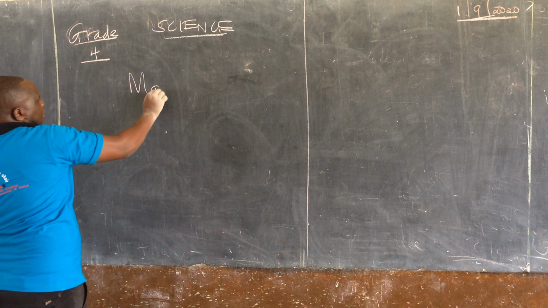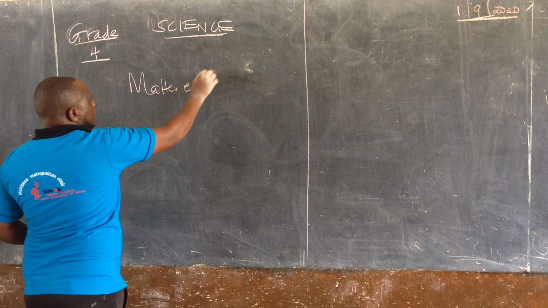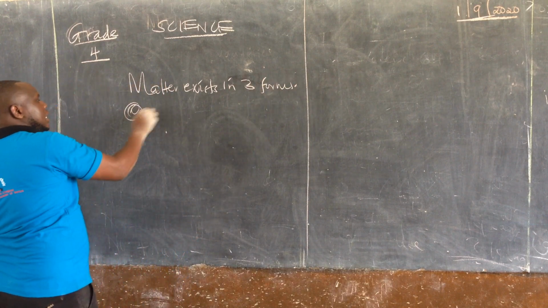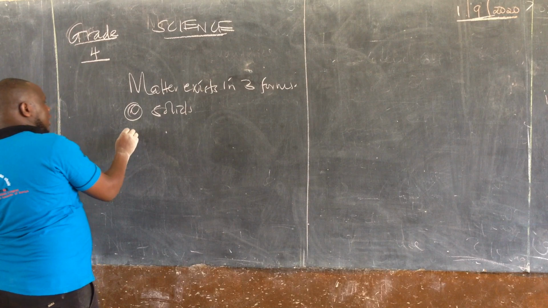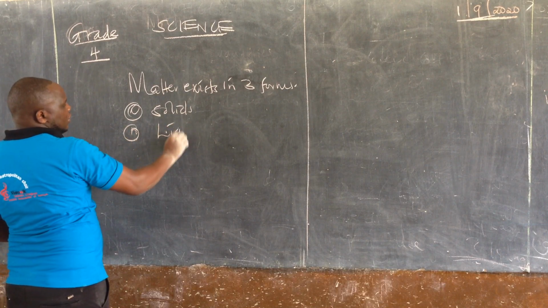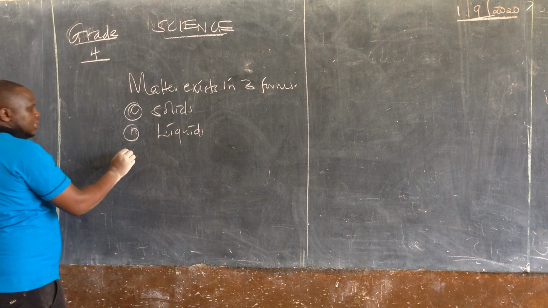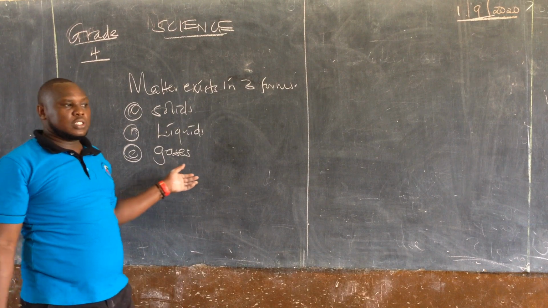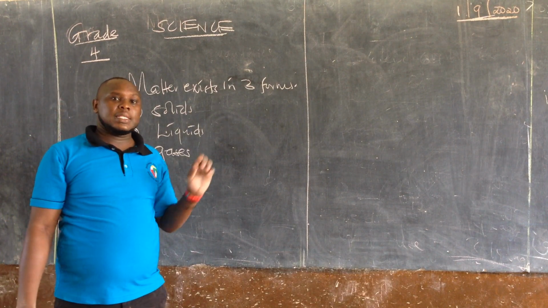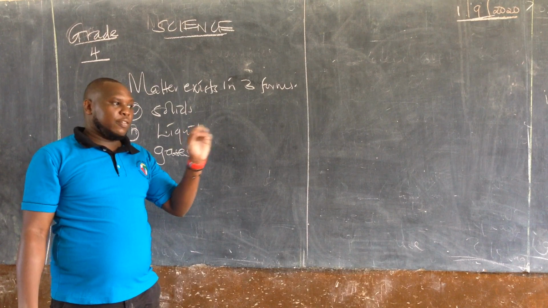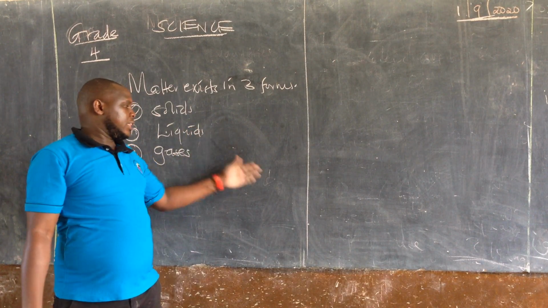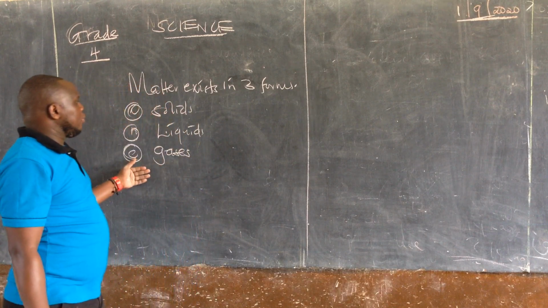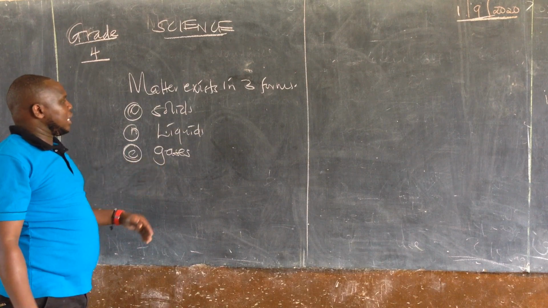Matter exists in three forms. That is, matter exists as solids. It also exists as liquids. It also exists as gases. So these are the three states of matter. Why I'm stressing this is because you are going to meet them in class 7 and 8, and they are going to be asked in a different form. So you must understand them very well, so that next time when you're in class 7, God willing, you can be able to understand this.